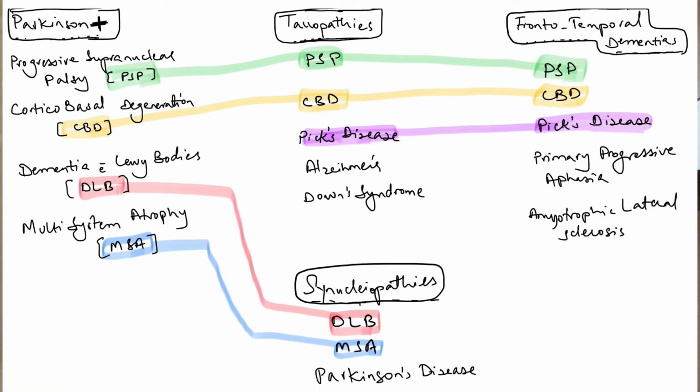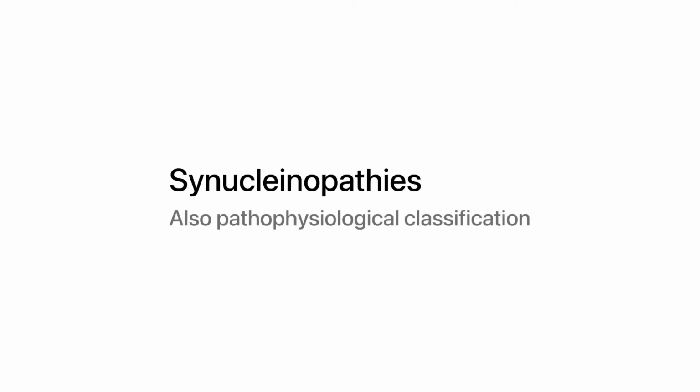We've talked about PSP and CBD, and then the next 2 Parkinson Plus syndromes are Multisystem Atrophy, which actually has further types, I'm not going into detail of that, and then Dementia with Lewy Bodies. So Dementia with Lewy Bodies is a synucleinopathy. Pathophysiologically, there's a problem with the alpha-synuclein protein. Similarly, multisystem atrophy is also a synucleinopathy. We know Parkinson's disease is also a synucleinopathy.